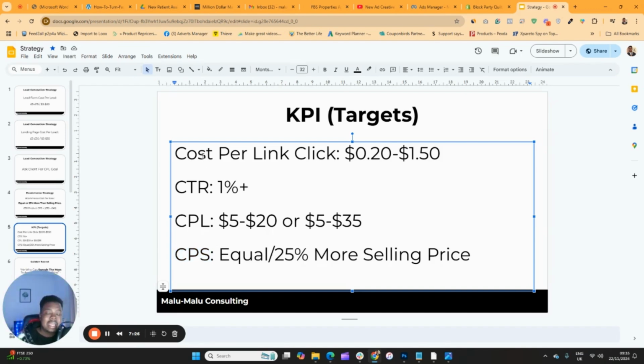So number one, we start with the cost per link click. Now, the cost per link click is going to give you a good indication of how well the advert, meaning the creatives, the ad copy, is performing. So ideally, you want to look at a cost per link click of 20 cents, which is just really, really good. So I don't really expect a beginner to generate a 20 cents cost per link click. It's rare. What I do expect a beginner to generate is at least a cost per link click of $1.50, or worst case scenario, $2.